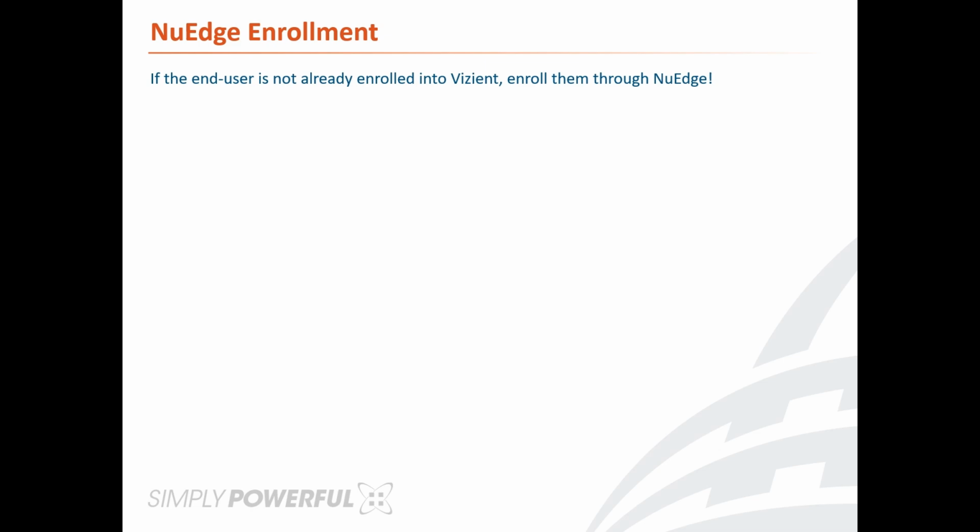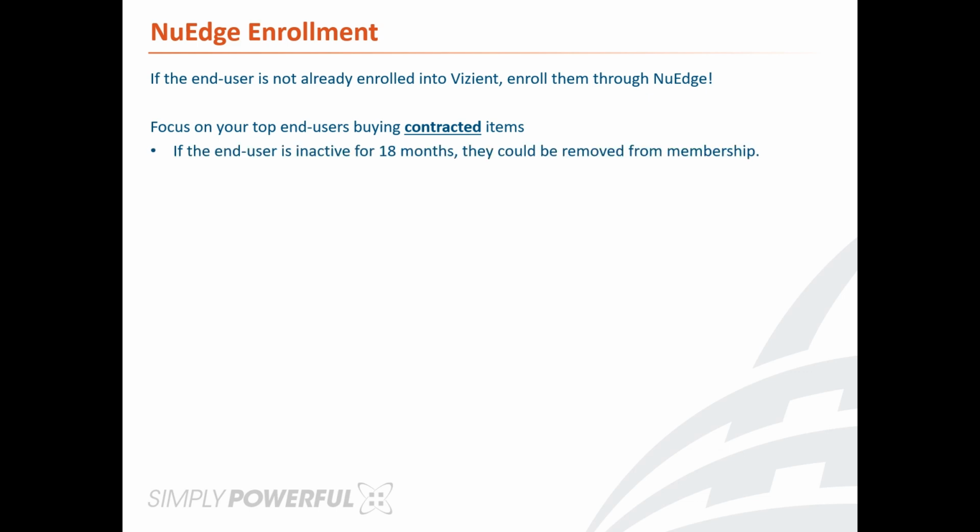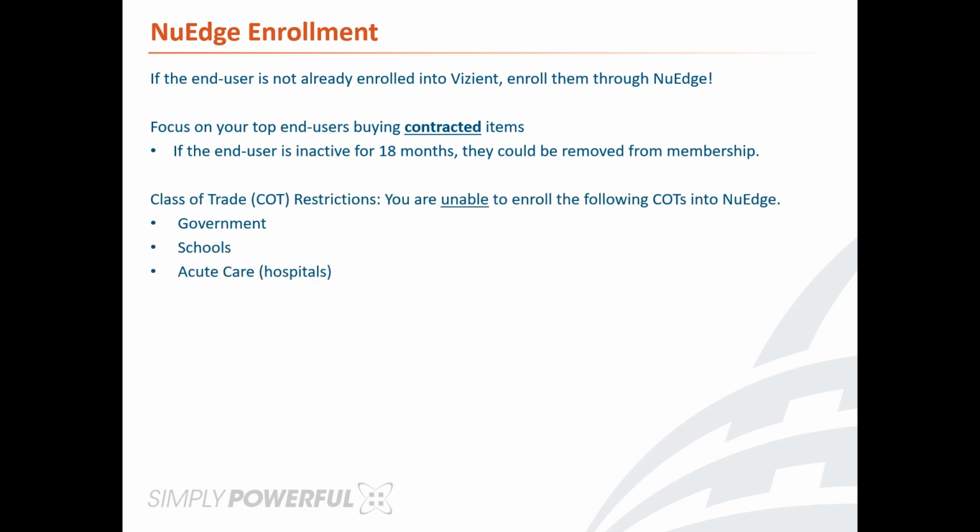Now, if your customer is not on the roster, then we can get them enrolled potentially into the New Edge program. You would want to focus on your top end users buying contracted items. Just keep in mind that Vizient goes through periodically and cleans up the roster. So if your end user is not buying anything, they could potentially be removed from the roster. Also, there are some restrictions that they cannot be enrolled into New Edge. There's 3 COTs, government, schools, and acute care hospitals or facilities owned by hospitals. They cannot be enrolled into the New Edge program.